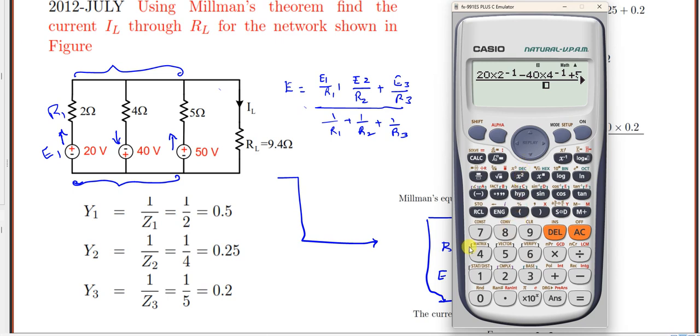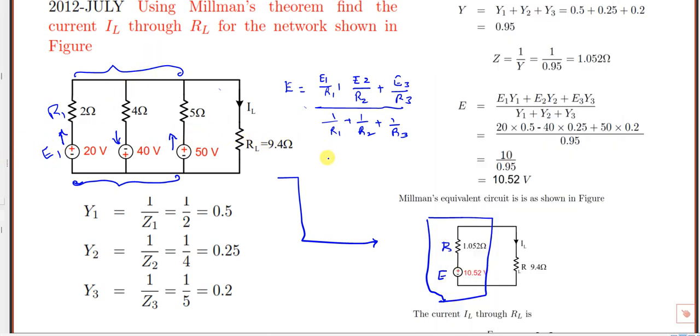In the denominator, we have 1 by R1 plus 1 by R2 plus 1 by R3. This is nothing but R1 inverse plus R2 inverse plus R3 inverse. So R1 is 2 inverse, R2 is 4 inverse, R3 is 5 inverse. This is 200 by 19, which is 10.52. Okay, which is 10.52 volts.